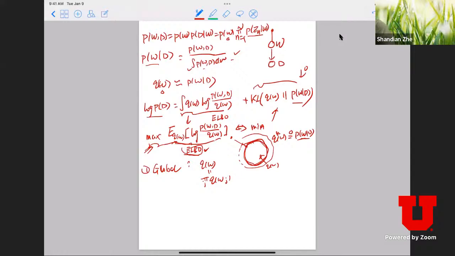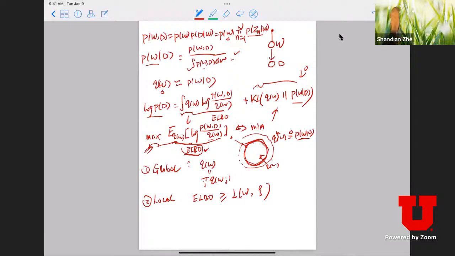And then we'll talk about another idea, which is called local variational inference. Okay? So what is local variational inference? Local variational inference means that, okay, I do not compromise the range of Q of W. I still assume Q of W is free form. However, I'm going to come up with a relaxation of the ELBO, meaning that I construct a lower bound of the ELBO.